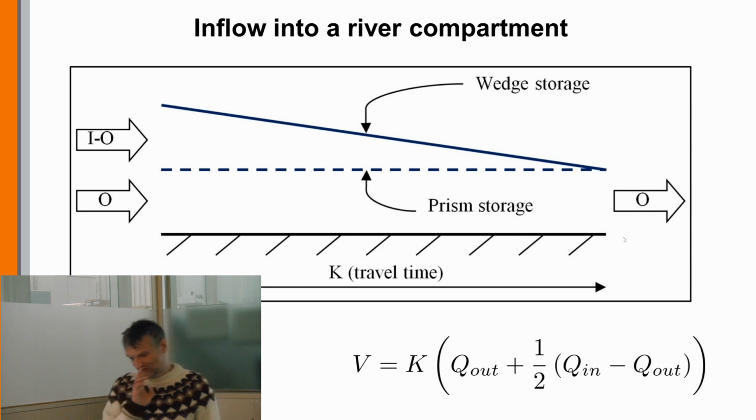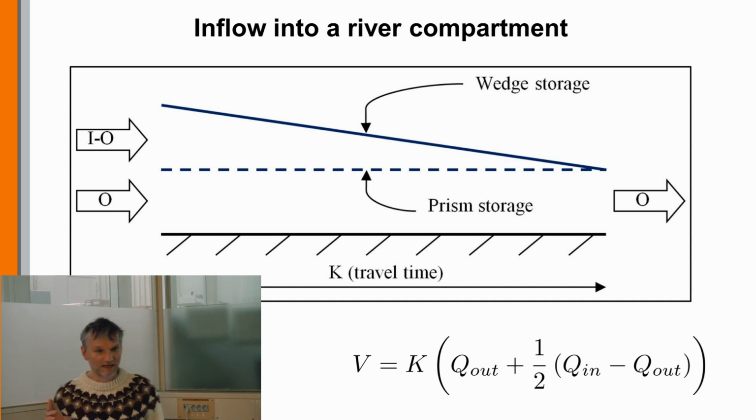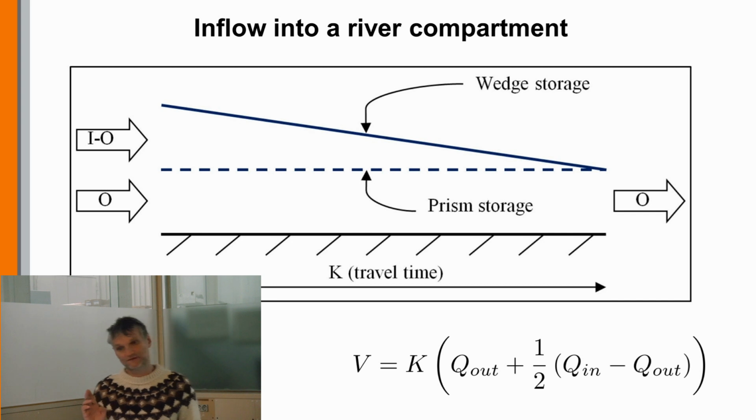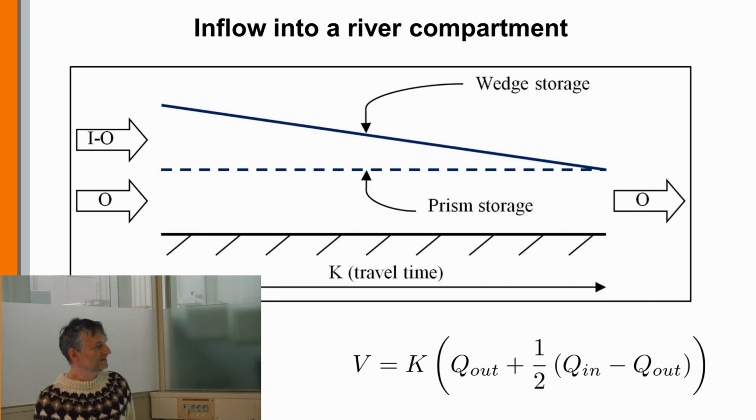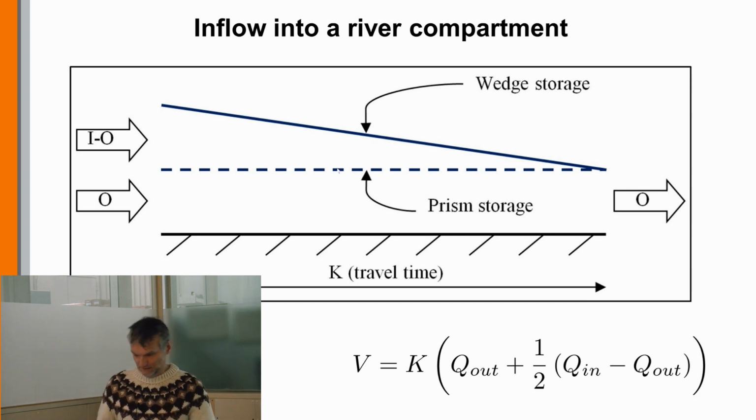And the idea is now to say, this is really strange, and I would like to explain it that way because it is strange. The idea is to say that the total volume is again proportional to the flux, but now to the outgoing flux Q out, and 1/2, because this is a triangle, 1/2 times ingoing minus outgoing flux. So this is weighted by 1/2 because this is a wedge, ein Keil in Deutsch.